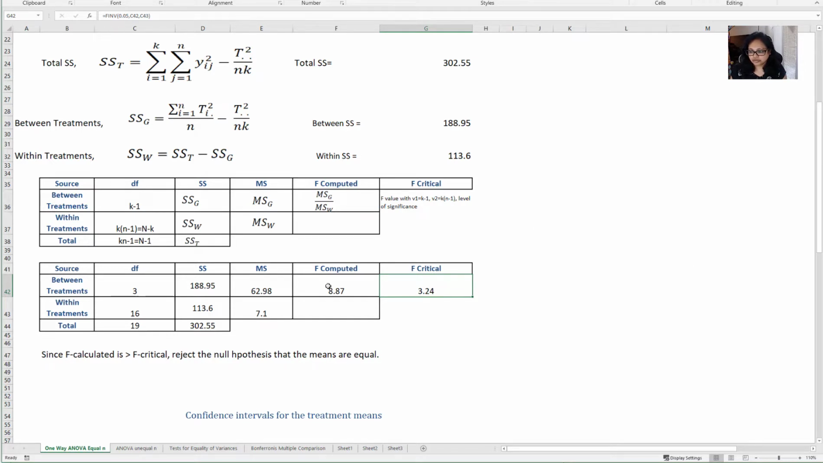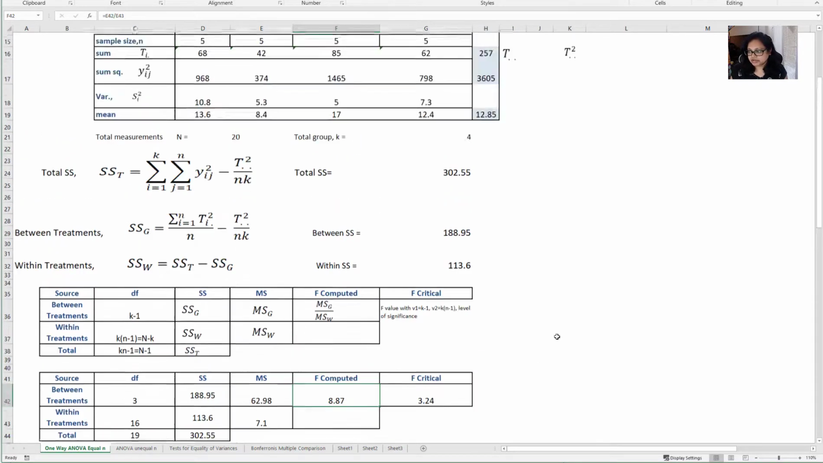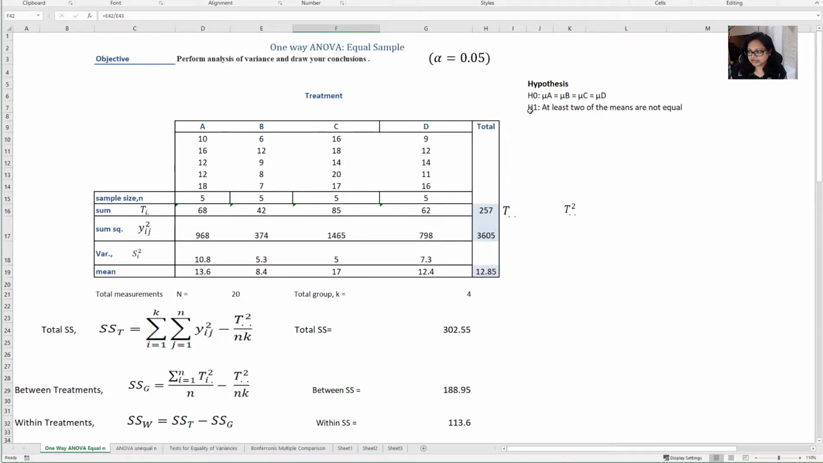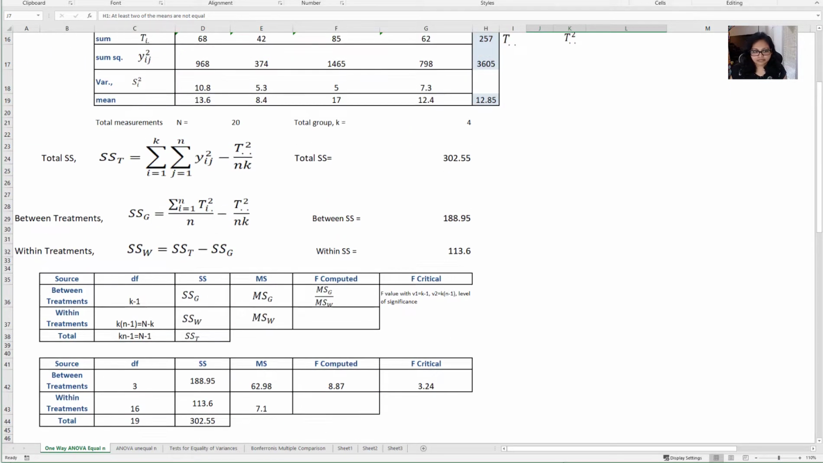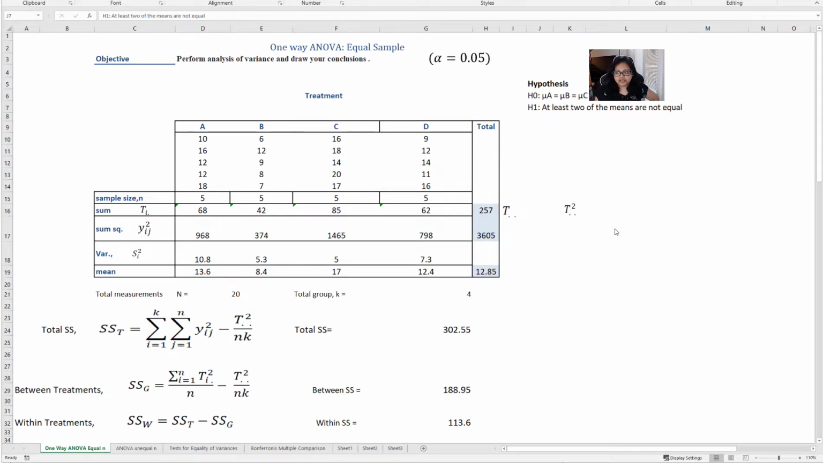So if you draw the distribution, you will see that since it is higher, we are going to reject the null hypothesis. Rejecting the null hypothesis means that at least 2 of the means are not equal. That means they are actually not the same. So maybe 1 pair or 2 pairs or multiple pairs of treatment means are actually different. That's how you can test multiple means together, and that's what we call one-way ANOVA, because we have only one factor treatment.